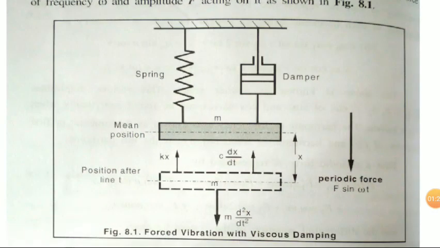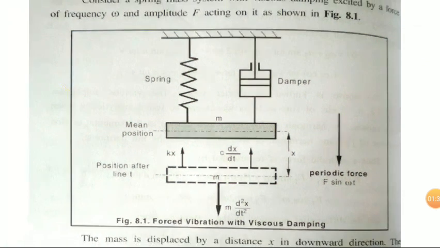Here you can see the periodic force. The force applied here is mentioned as F sine omega t. So F sine omega t is called periodic force or harmonic force. Harmonic force means it repeats after a particular interval. When you consider the diagram, you can see a spring mass system with a damper.